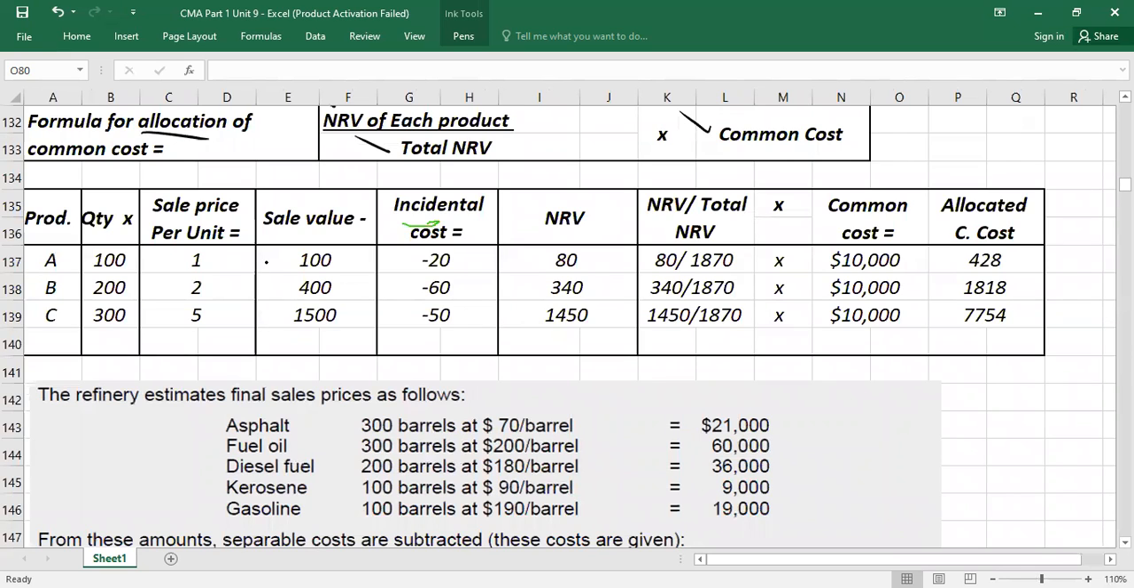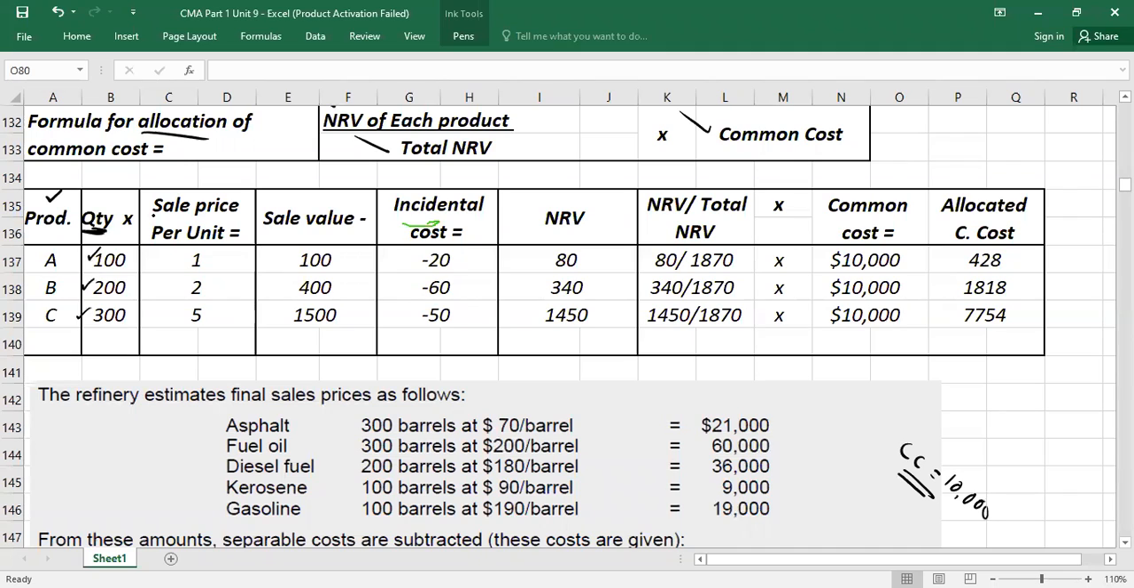For example, again, I'm assuming we are manufacturing 3 products, and I'm assuming our common cost is $10,000. This is the common cost which will be given in the question. So what we'll do, we'll take the first product and write the product name. For example, we have 3 products, Product A, B, and C. Then we'll write the quantity of the product, which will be given in the question. You are not supposed to assume anything. For example, for product A, how many units do we have? 100. For product B, we have 200 units. And for product C, we have 300 units.